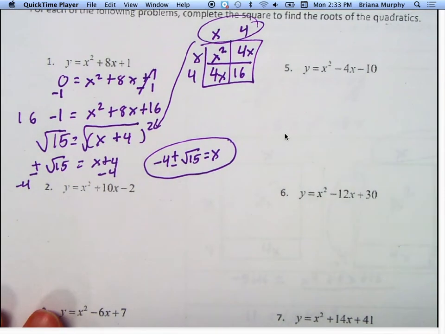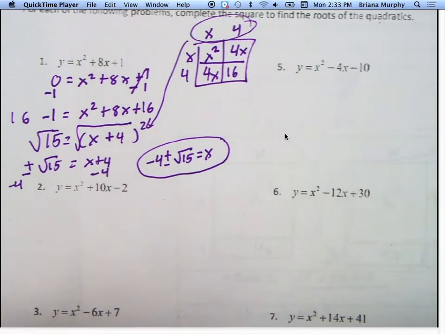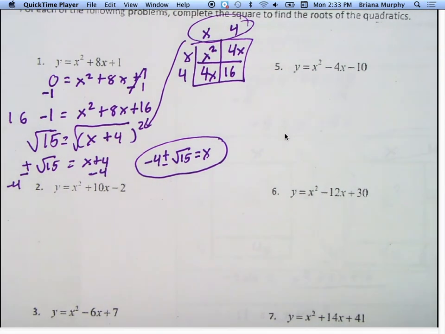Remember you have the steps written down. You have these 7 to do and your study guide.